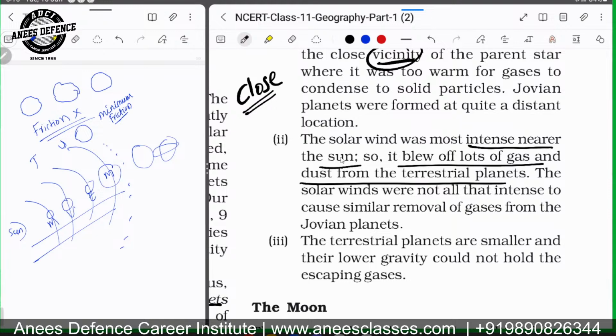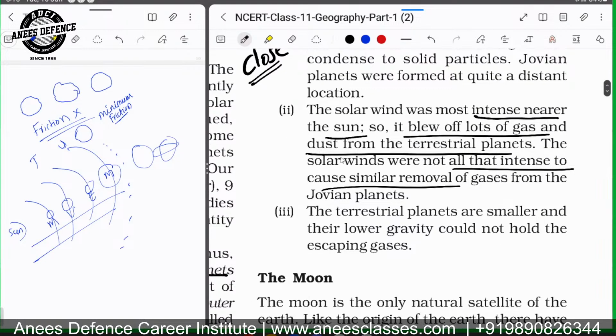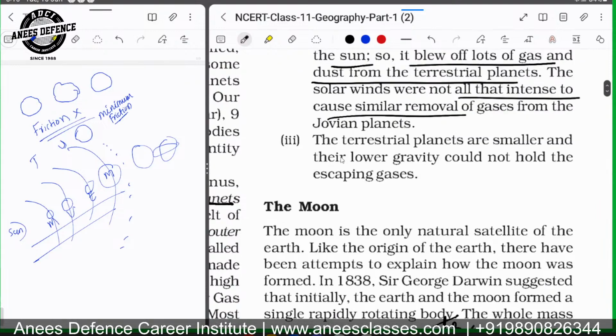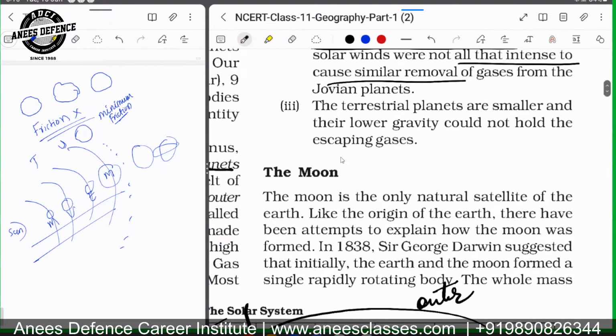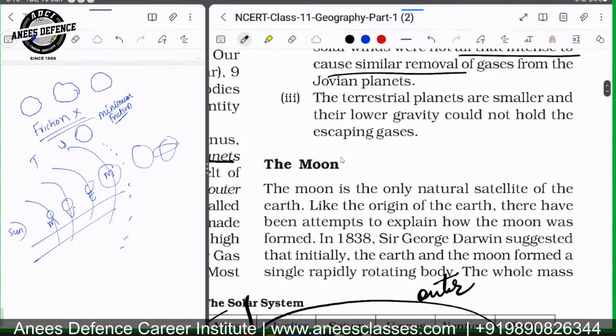The solar winds were not intense enough to cause the removal of gases from the Jovian planets. So you have gases in the Jovian planets, and you don't have any gases or atmosphere in the terrestrial planets. And terrestrial planets are smaller, and their lower gravity could not hold the escaping gases. Also, they have less gravity because they have less mass.